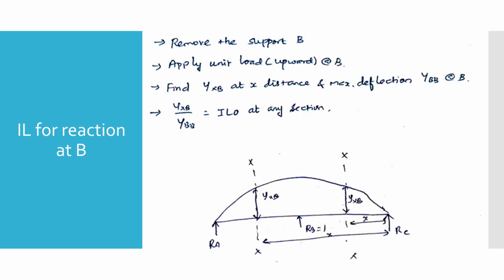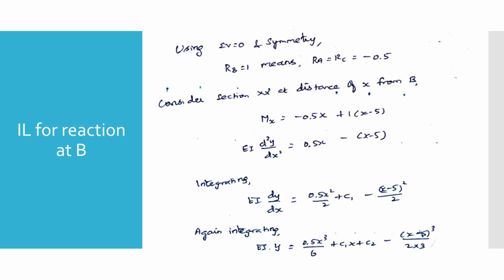According to the principle, the exact influence line coordinate at any arbitrary position x is given by the ratio of the localized deflection, yxb, divided by the absolute maximum displacement calculated at support B, denoted as ybb. We establish our spatial tracking coordinate x, measuring directly from the right-hand support, support C. Invoking vertical equilibrium and geometric symmetry, an upward load of 1 at B generates equal downward balancing reactions at A and C, giving RA equals RC equals minus 0.5.